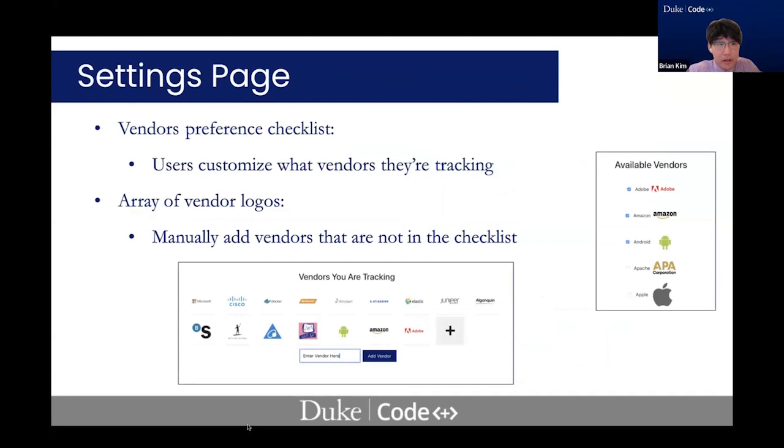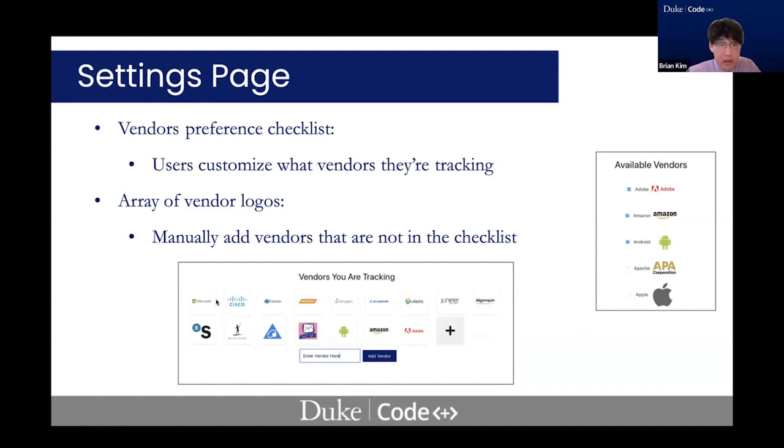This is one part of the settings page, and this is where the users can select the vendors that they wish to track. On the checkbox shown on the right, these are all the vendors that are currently in our database. If a user wishes to track one, they can just click on the button and they will start tracking it. But if it's not there, they can enter their company into the Enter Vendor Here button, and it'll add it to our database as well as to the vendors that they're tracking.